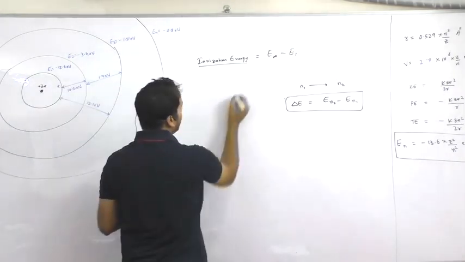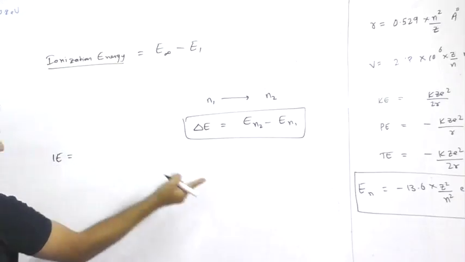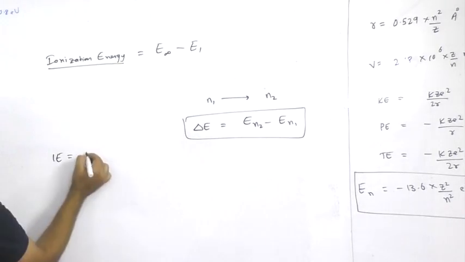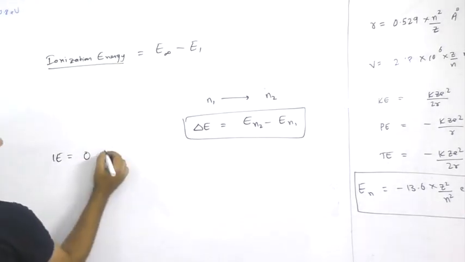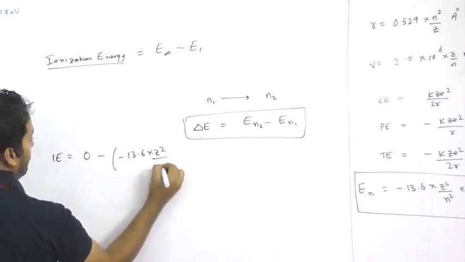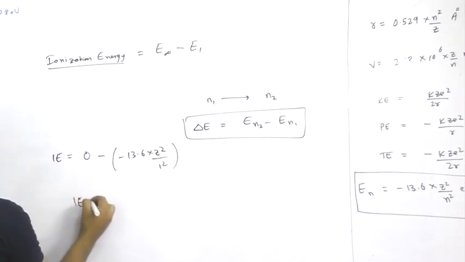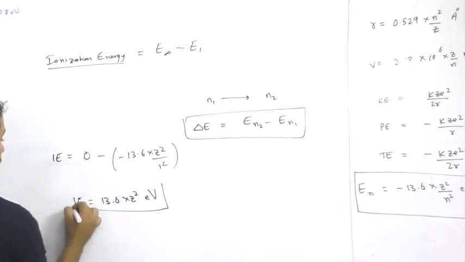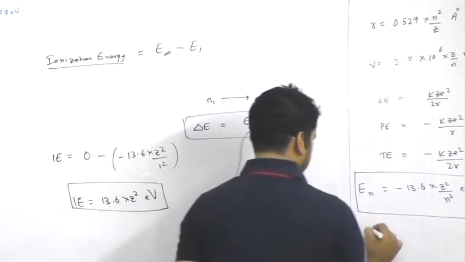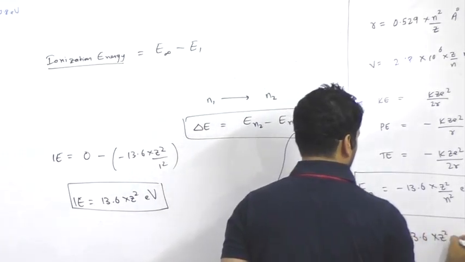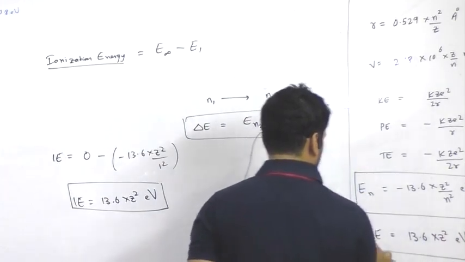How much is E infinity? 0. If I put n equal to infinity, that is 0. The energy of the electron at infinity is 0. Minus 13.6 into z square upon 1 square. So the ionization energy becomes 13.6 into z square electron volts. Important formula. The ionization energy of an electron is 13.6 into z square electron volts.